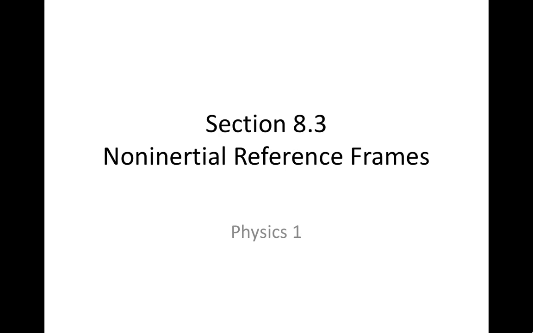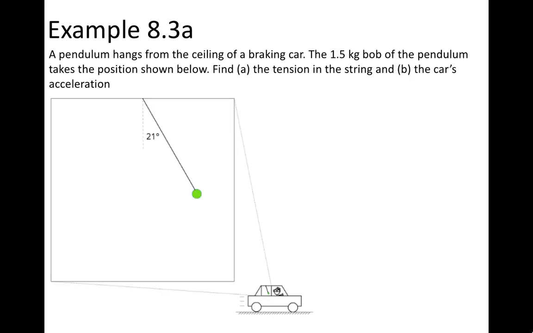In section 8.3, I'm going to do an example of an object in a non-inertial reference frame. I'll then define inertial, and go on to define non-inertial reference frames and briefly discuss what happens in them.